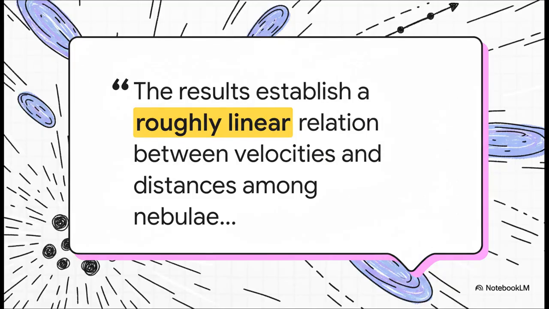And Hubble, he gets right to the point. He says the results establish a roughly linear relation between how fast something is moving and how far away it is. So what does that actually mean? Well, put simply, the farther away an object is, the faster it seems to be flying away from us. That's it. A simple observation, right? But with truly cosmic consequences.